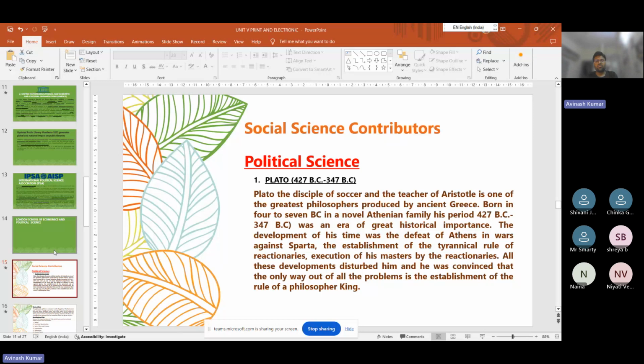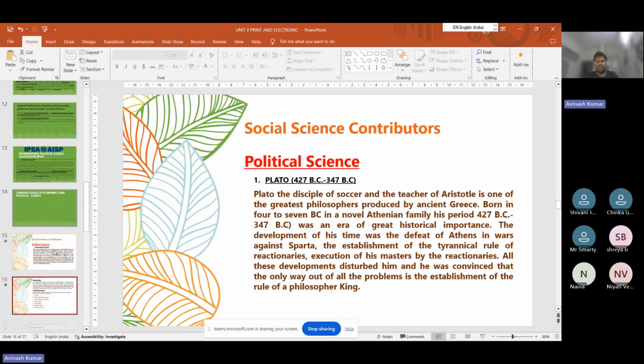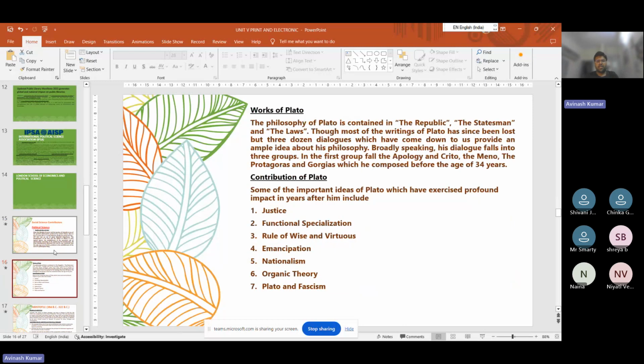In political science, who is the contributor? First is Plato. You can see that. And what are the works of Plato? You can discuss the contribution of Plato in your examination also. I have taken some contributors, but I will discuss them in the next slide.